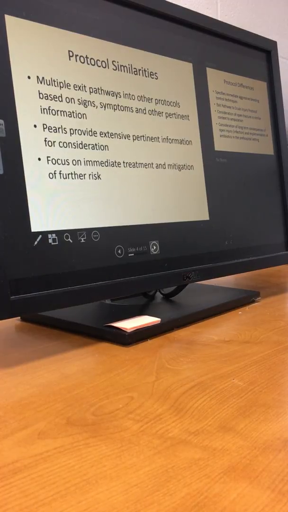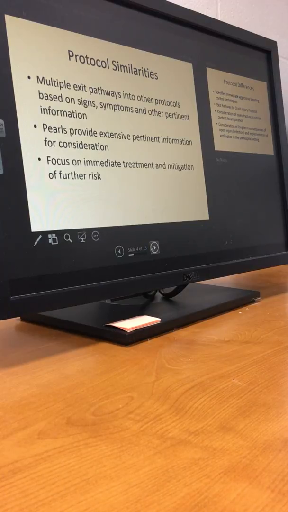Differences in the protocols. The new protocol specifies immediate aggressive bleeding control techniques that weren't stressed quite so much in the previous protocol. There is an additional exit pathway to the crush injury protocol, which was not in the previous protocol.